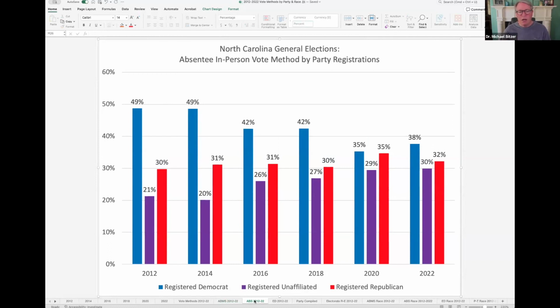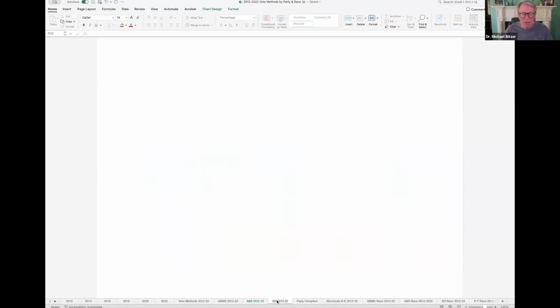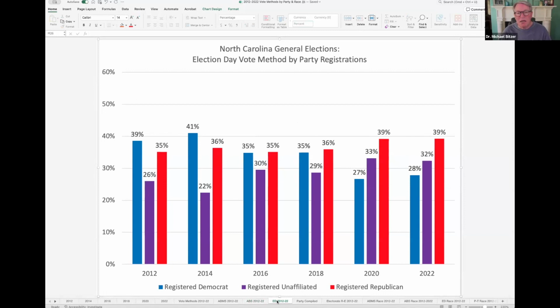In 2012, almost half of the early votes came from registered Democrats. Now we're almost at a balance. In 2020, it was 35-35 with 29% from unaffiliateds. The shift has been among Election Day voters as well, in the reverse, where now more registered Republicans tend to show up on Election Day versus registered Democrats or registered unaffiliated voters.